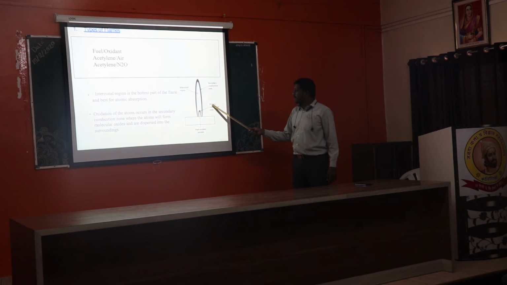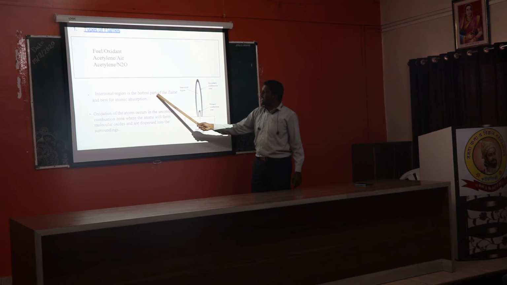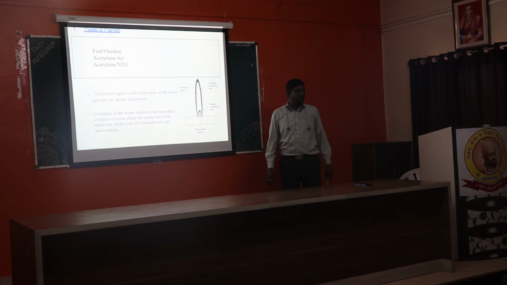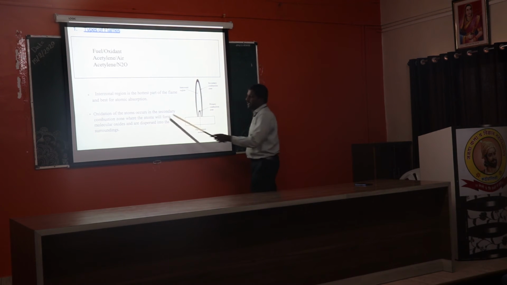This is the internal part, that is the primary combustion zone. This is the secondary combustion zone, and this is the interzonal region between these two zones, primary and secondary. Now see, the interzonal region is the hottest part of the flame and the best part for atomic absorption. When you carry out any experiment, the upper part has more power compared to the lower part of the flame. So this interzonal part has the highest capacity for atomic absorption.